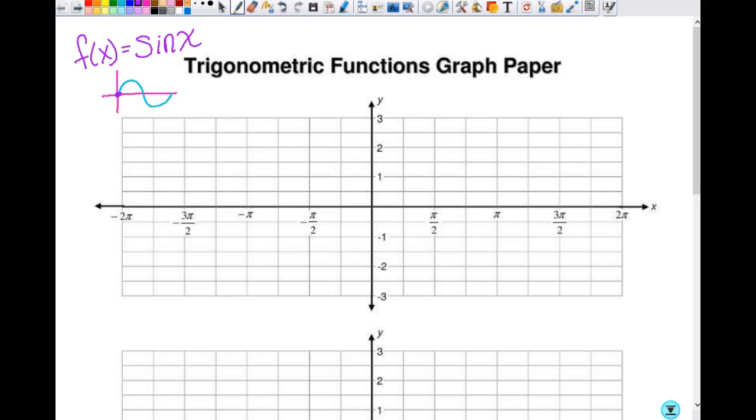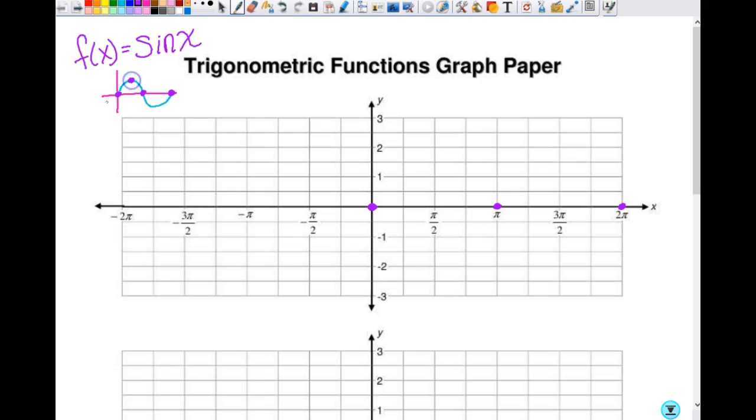So this is at 0, 0. Then the next thing you should do is the end of the period. The period for sine with no transformations is what? 2 pi. So I'm going to put a point here at 2 pi. And then I'm going to put a point halfway in between, which is also an intercept, which would be at pi. Make sense? And then I can do halfway in between the rest.